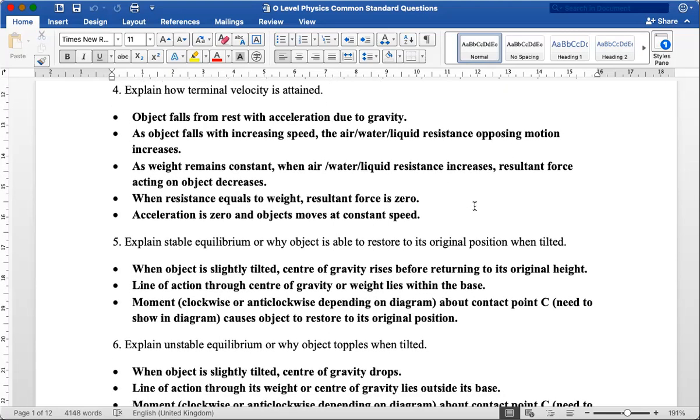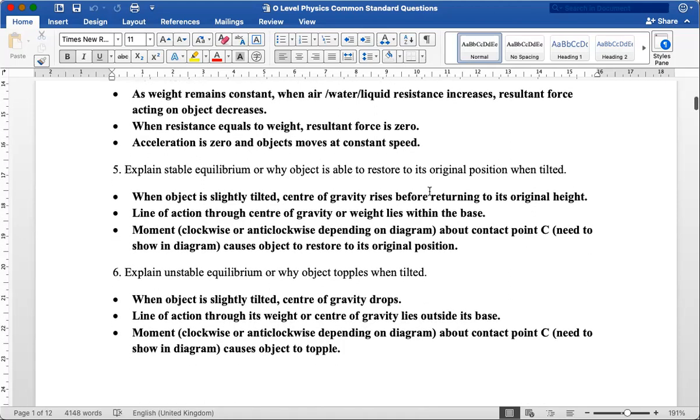As the weight remains constant, when the resistance increases, resultant force acting on the object decreases. When the resistance equals the weight, the resultant force is 0. Acceleration is 0 and object moves at constant speed.